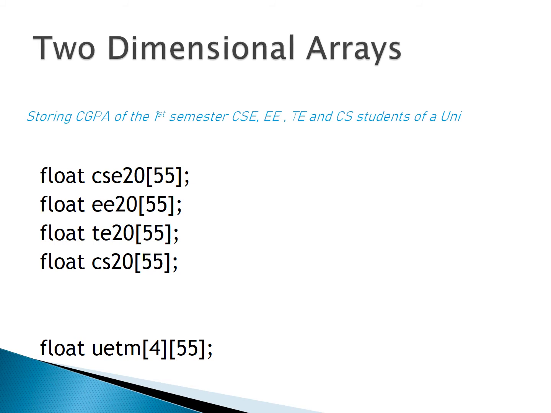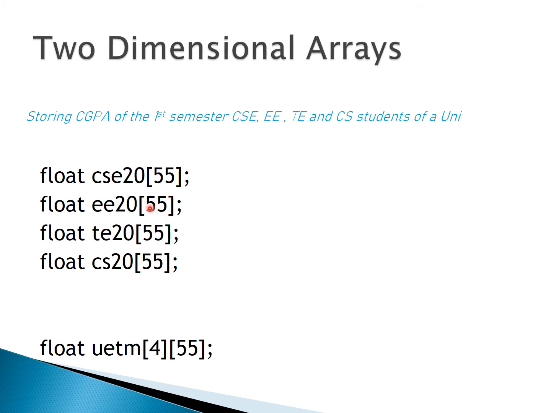Two-dimensional arrays. As in our previous example, we used an array to store the CGPA of first semester students in our department. Now we want to store it for the EE department, TE department, and CS department. Let's suppose that the number of students in all departments is 55, because if that is not 55, then we cannot group them.